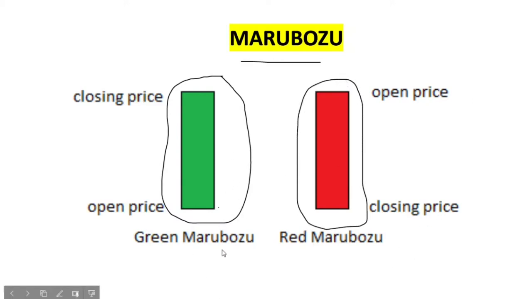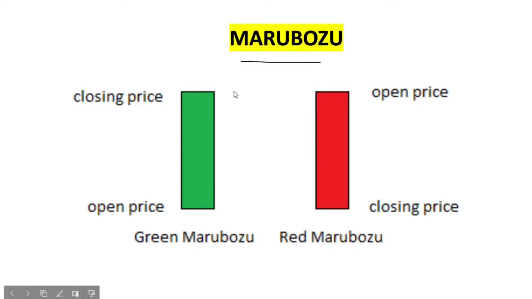Marubozu is the strongest candle in the candlestick charts, because it has an open price and a complete close price without any price rejection, that means without any wick. When Marubozu forms, you can identify there will be a big move. But we can't predict the market just by using Marubozu or any other candle. In technical analysis, we have to identify the position where the candle has been formed.